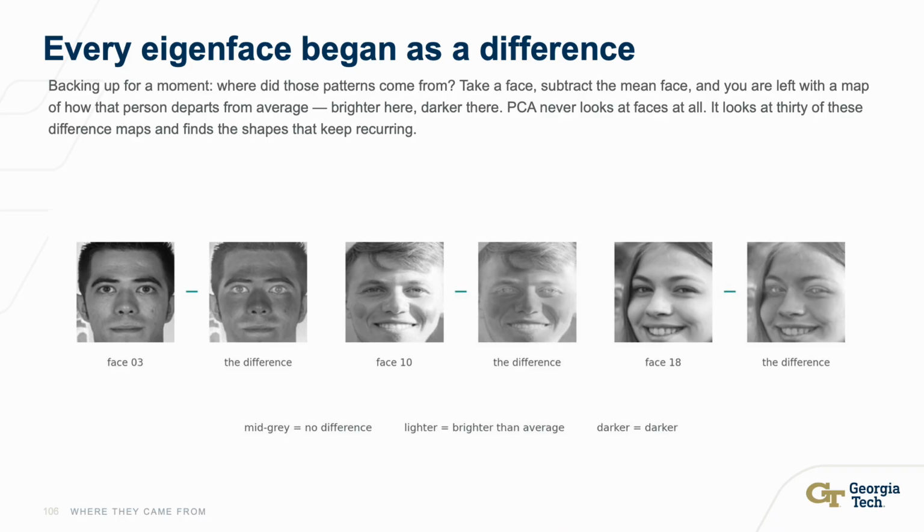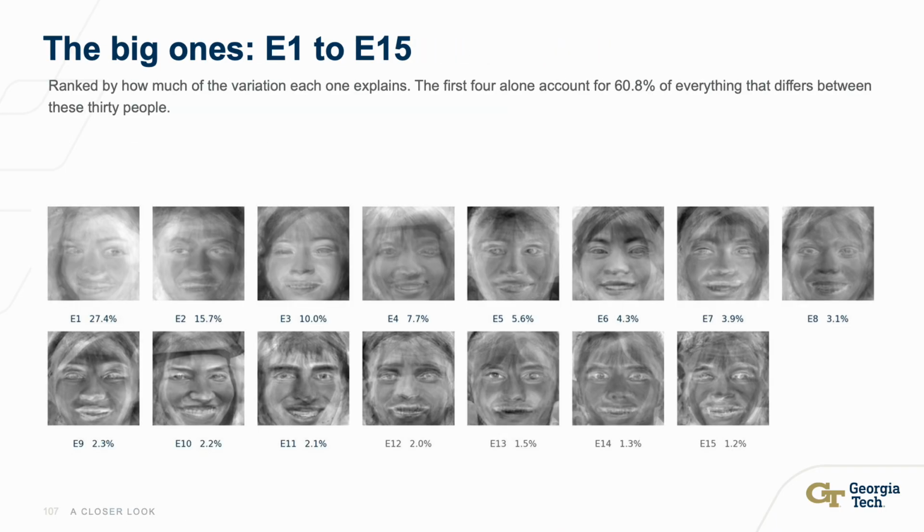If the faces are not aligned, every difference map would be dominated by a bright rim where one face sits over another one, and PCA would spend its first several patterns describing the rim. The first 16 eigenfaces, ranked. Each one of these is a real image, the same size as a photograph, and every face in this set is some mixture of them. The first one alone explains about 60.8% of everything that differs between these 30 faces.